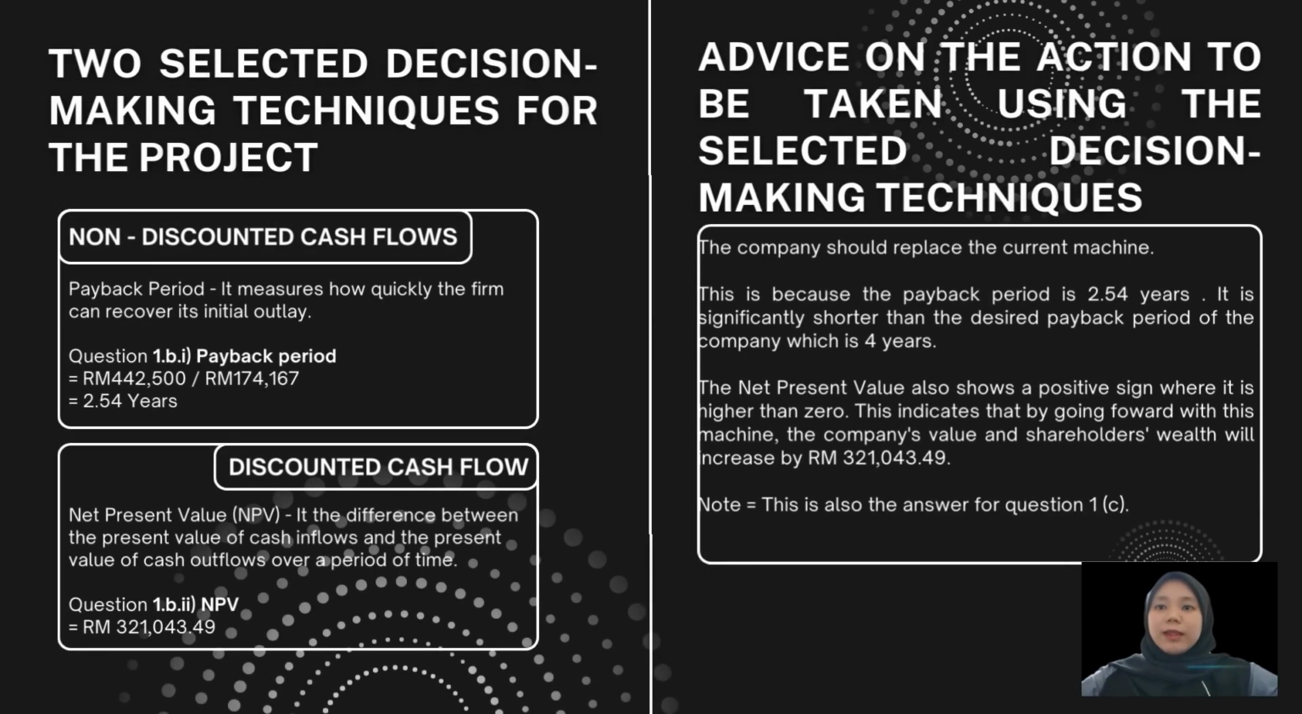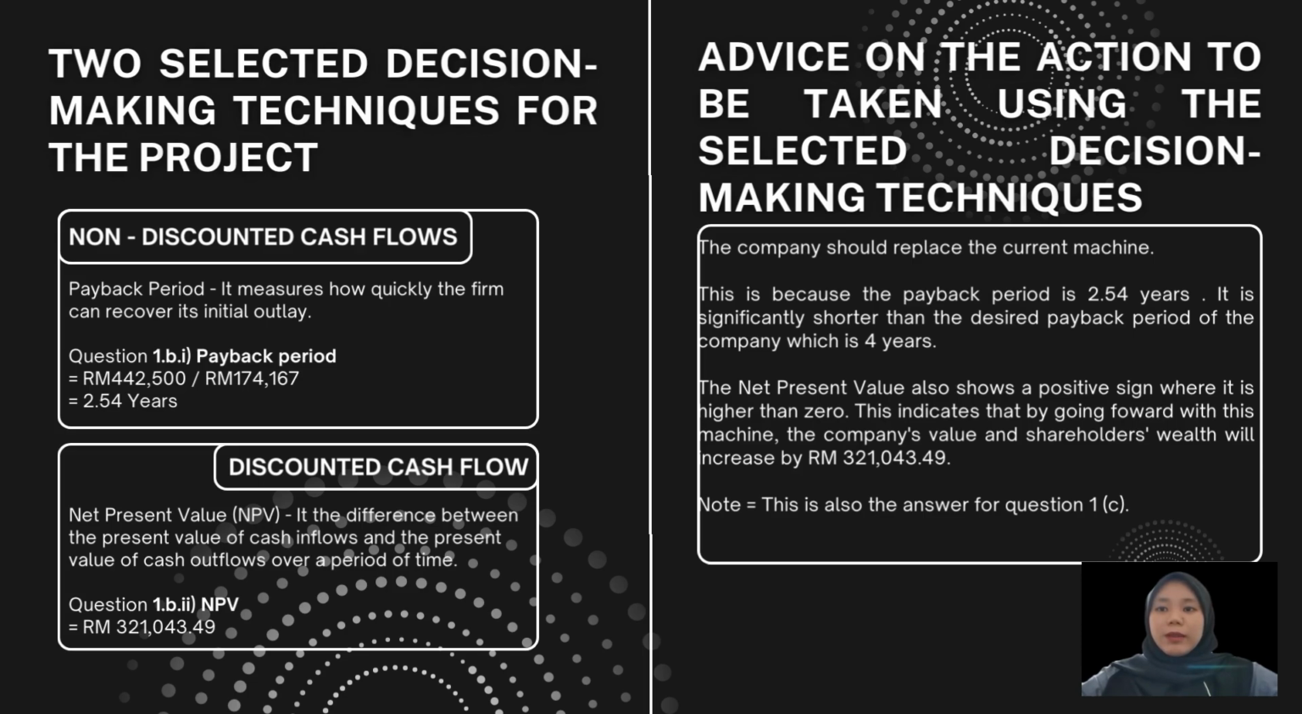As for the non-discounted cash flow method, our group chose the payback period method, which measures how quickly the firm can recover its initial outlay. The earlier the payback, the better it is. As for Sweet Candy Berhad, the payback period for the new machine is 2.54 years, or 2 years and 6 months.